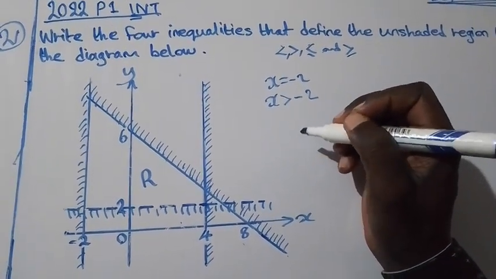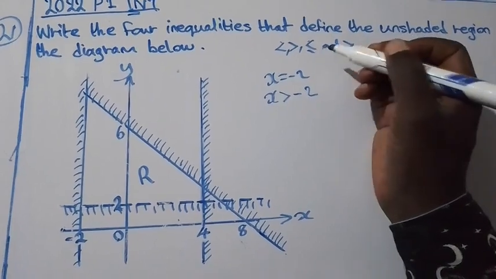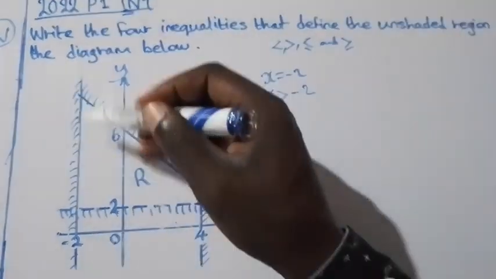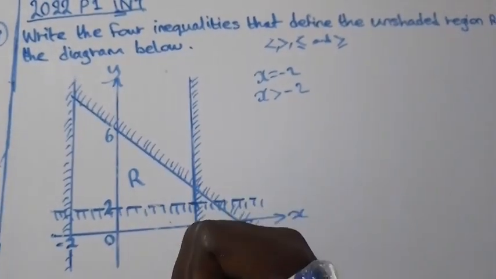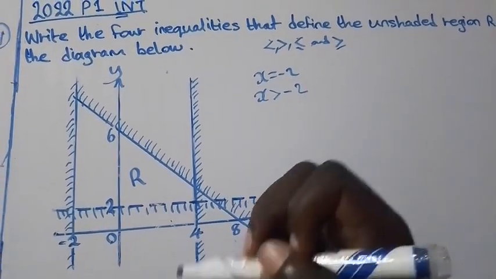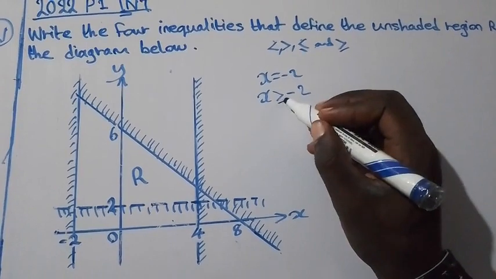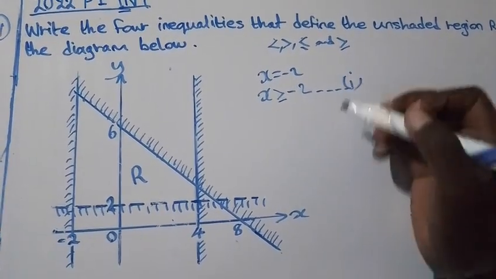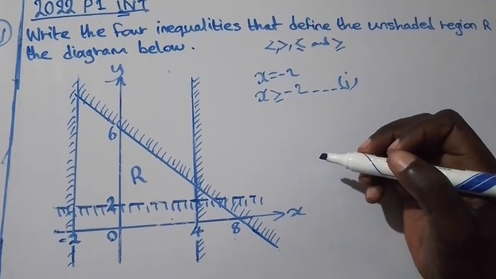Now for you to know whether you're going to include the bar or not, you have to check the line. This line is a solid line, so it should have a bar beneath. So we are going to attach a bar there. We are done with inequality 1.